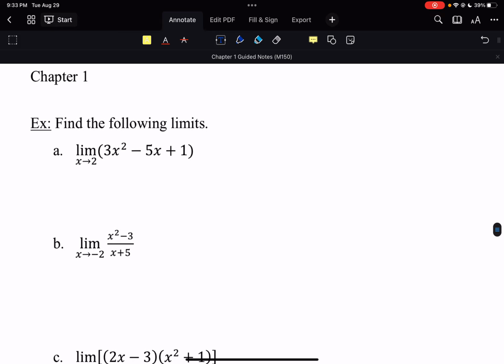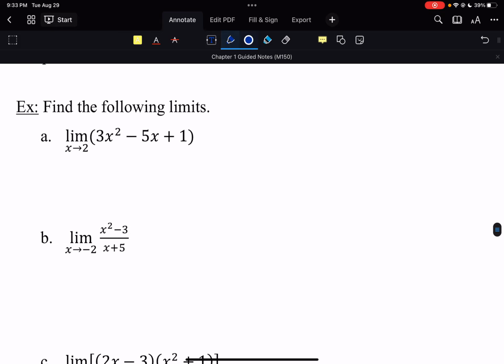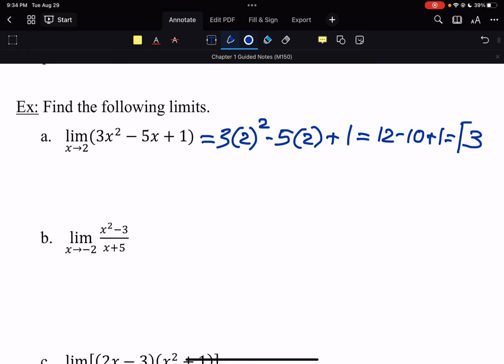Find the following limits. The limit as x approaches 2 of 3x squared minus 5x plus 1. This function, of course, is a polynomial. It exists for all real numbers. So you can apply direct substitution to this problem. We can just take the 2 and substitute it in for all the x values. So that's going to be 3 times 2 squared minus 5 times 2 plus 1. So that's 3 times 4 is 12, minus 10, plus 1, which of course is 3.